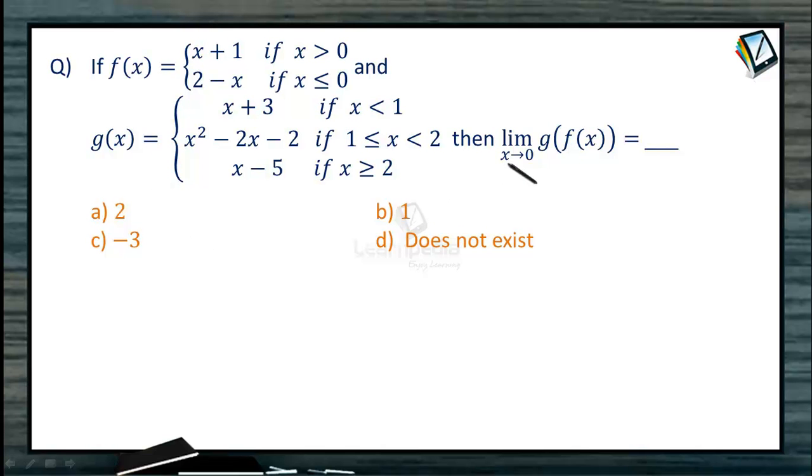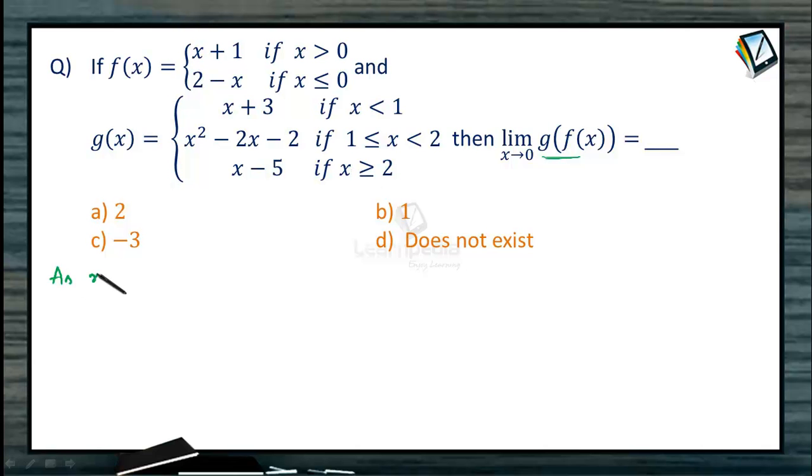But as the limit is required as x tends to 0 of g(f(x)), we need not always find the composite function g(f(x)). We can directly evaluate the limit by the fundamental definitions of limit in terms of left hand limit and right hand limit. Let's see the procedure of finding the limit without finding g∘f(x).